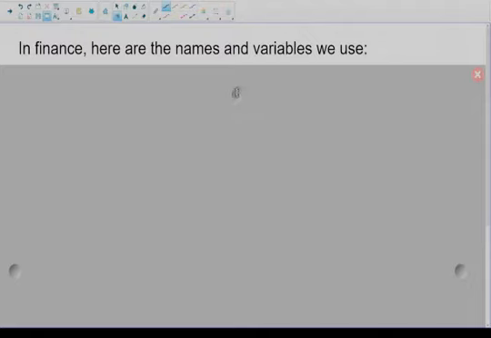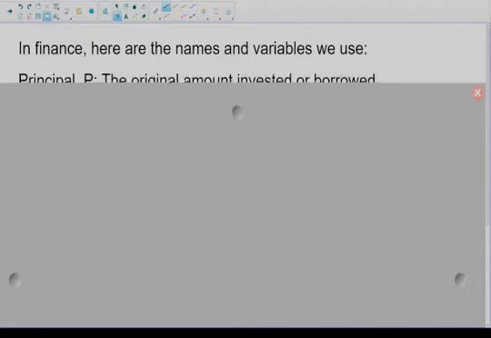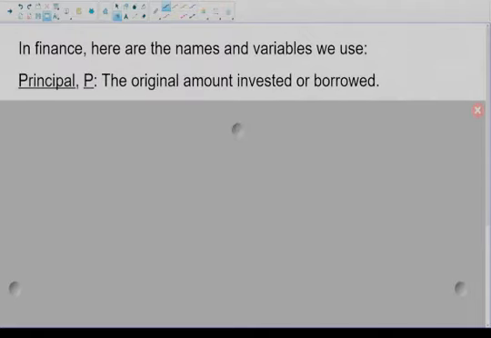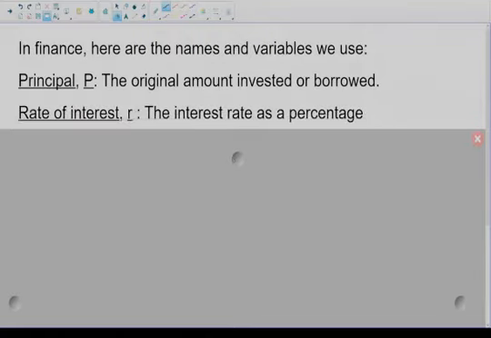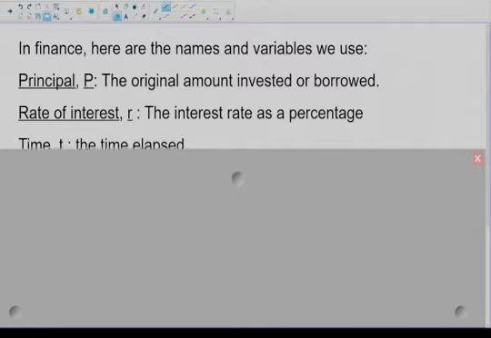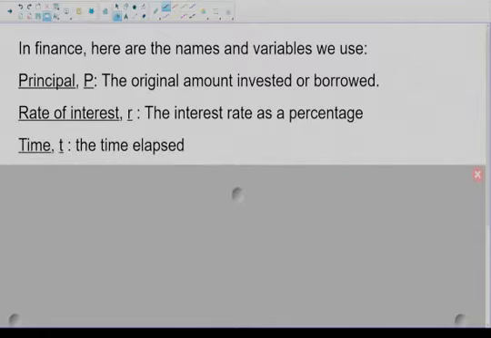Now, before we look at the equation, there's a couple of terms you need to know in finance. The variables and the terms we use, the first one you usually talk about is what we call the principal. Now, the principal is the amount of money that you originally invested or borrowed. So in our previous example, that amount would be $100. The rate of interest, R, is the interest rate as a percentage. In our example above, that was 10%. And then we have time, which is T, which is self-explanatory.